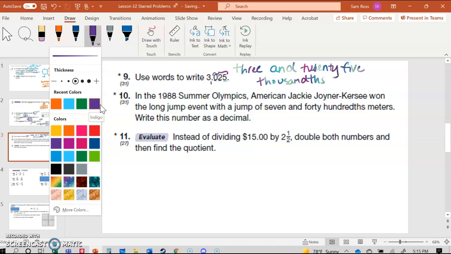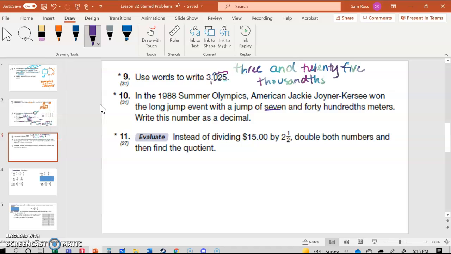All right, in the 1988 Summer Olympics, American Jackie Joyner-Kersee won the long jump event with a jump of 7 and 40 hundredths meters. Write this number as a decimal. So I know this is 7 point something. This is the tenths place. This is the hundredths place. So this would be 40 hundredths.